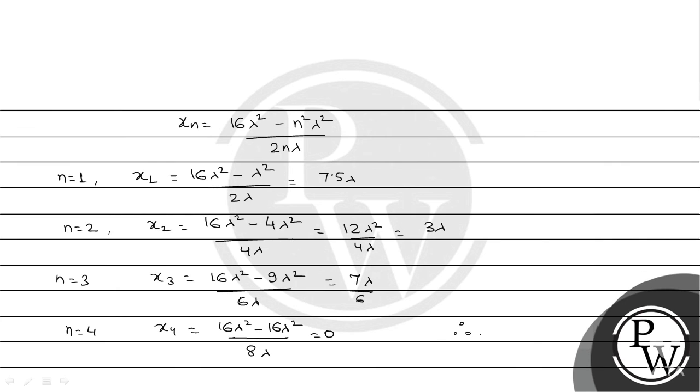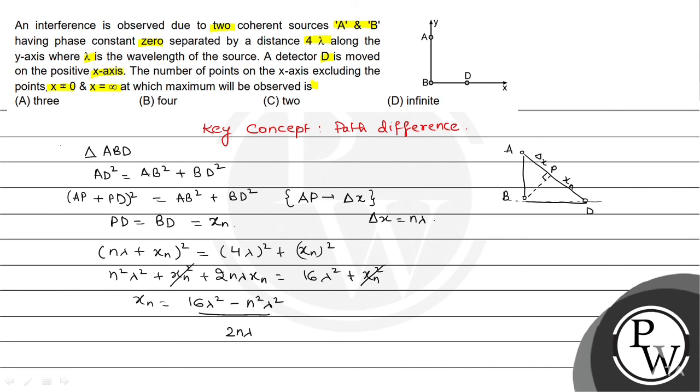So for number of maximum we get 3 maxima, क्योंकि fourth maximum तो 0 है, इसलिए n equal to 3 is the final answer. And in the given options, option number A is the correct answer.